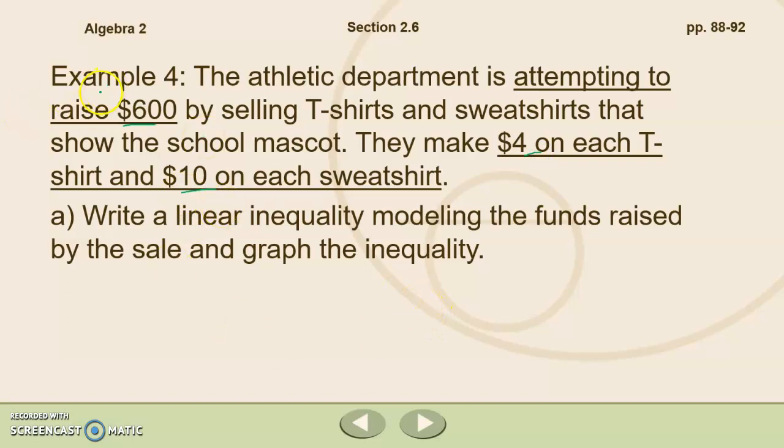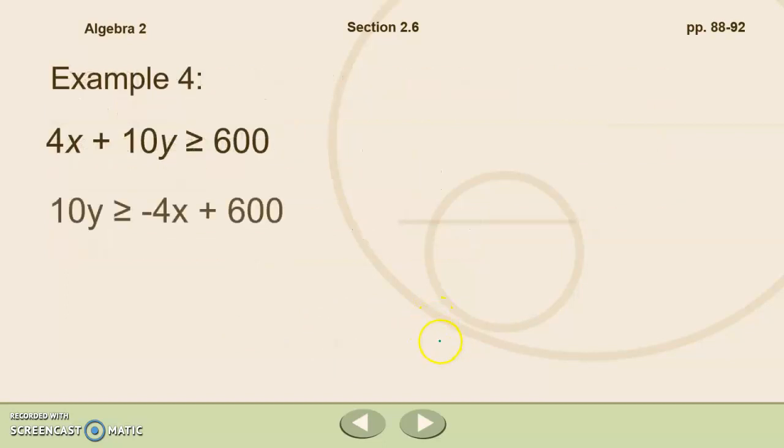Well, we know that they want to make at least $600, so they want to make greater than or equal to $600, by selling a certain number of t-shirts, we don't know how many, for $4 each, and a certain number of sweatshirts, we don't know how many, for $10 each. Writing that as an inequality, we get 4x, or $4 for each t-shirt, plus 10y, $10 for each sweatshirt. When we combine those together, we want an amount greater than or equal to 600. Let's go ahead and graph that.